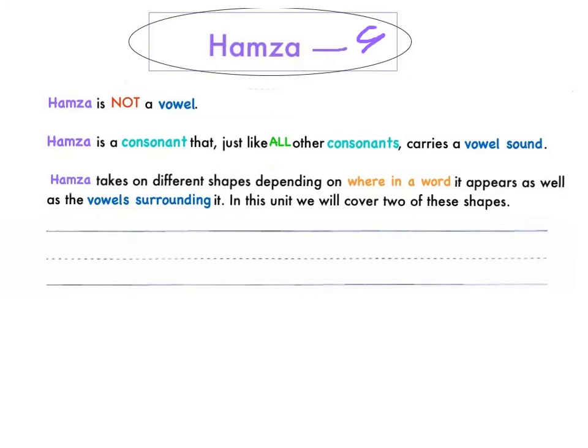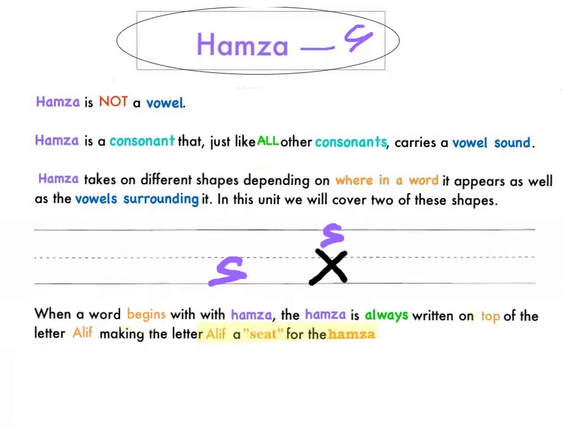First, when Hamza is written on the line, it is written like this. When it's written above a letter, for example, if X here represents a letter, we write it like this. You see, when we write it above the letter, it is much smaller. When a word begins with Hamza, the Hamza is always written on top of the letter Alif, making the sound a, or u, or i, and Alif represents a seat for the Hamza.